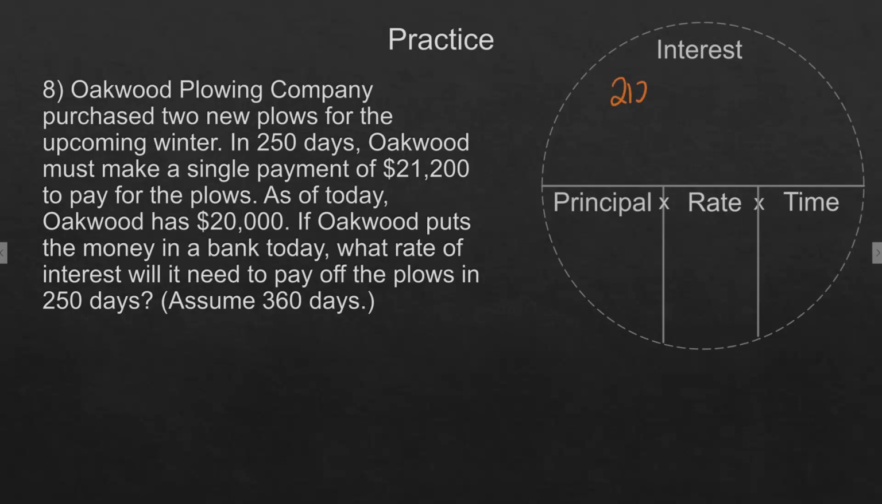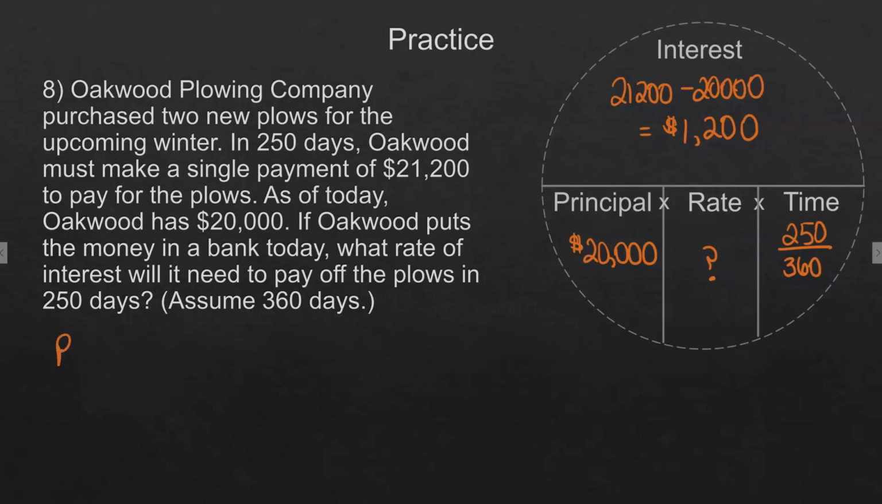We're going to take the $21,200 and subtract the $20,000 that they have. They need to earn $1,200 in interest. So that's what you get when you subtract. The principal amount is the $20,000. So if you're investing that into an account, in this case for 250 days, because that's when they need to make the payment for the plows, and we're looking for the rate. So let's set this up.